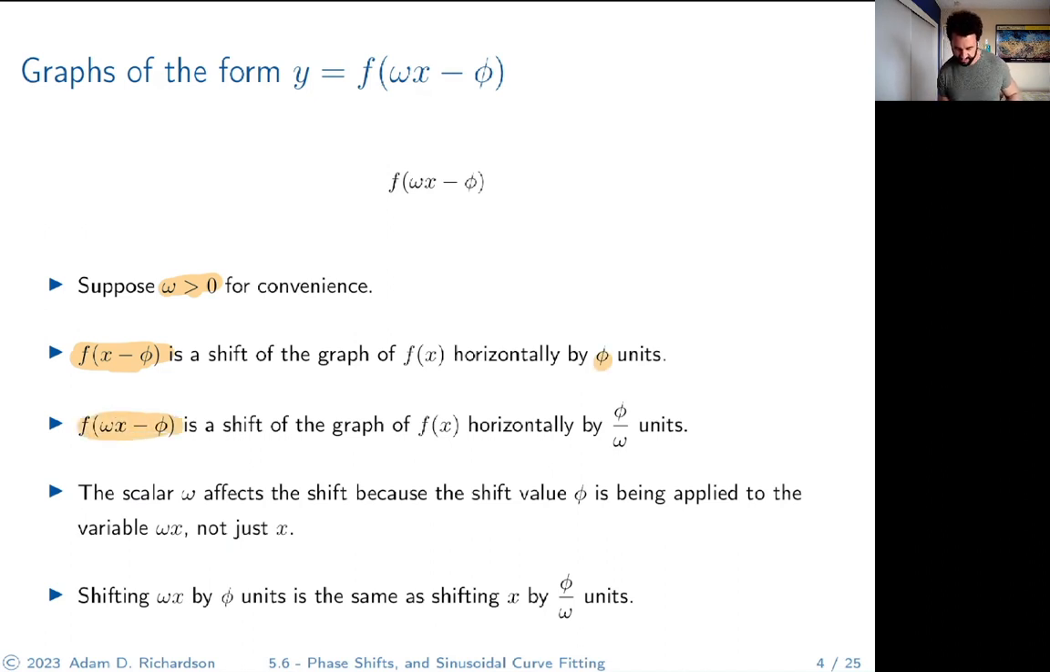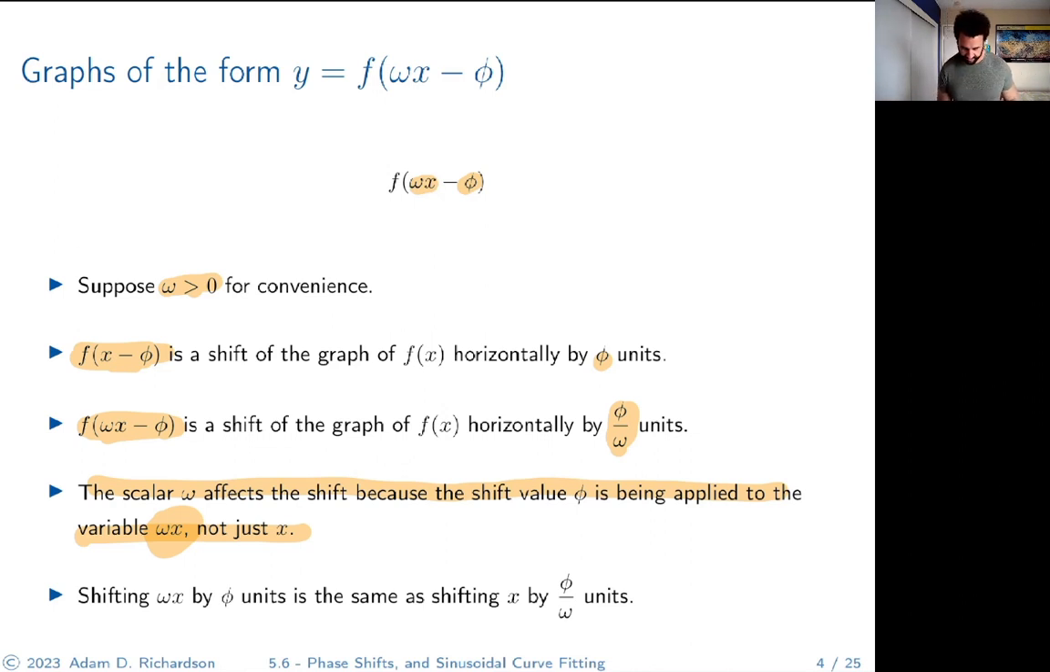Now, if you have a function that looks like this, f of omega x minus phi, then that's a shift of the graph of f of x horizontally by phi over omega units. Phi over omega units. So there's a bit of a subtlety here. The reason that the scalar omega is affecting the shift itself is because that shift value phi is being applied to the variable omega x, not just x. So this value phi is being subtracted away from the amount omega x, not just x.